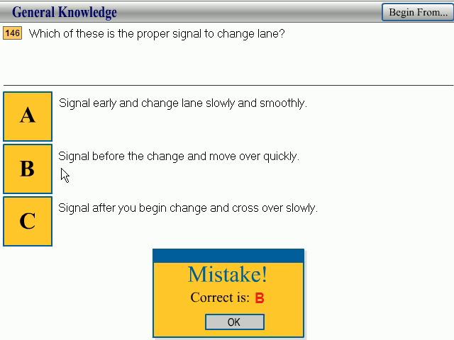It's saying signal before the change and move over quickly. Which of these is the proper signal to change lane? It says signal before the change and move over quickly. The other one says signal early and change lane slowly and smoothly. That's not correct. It's better to move over quickly, huh? Okay.